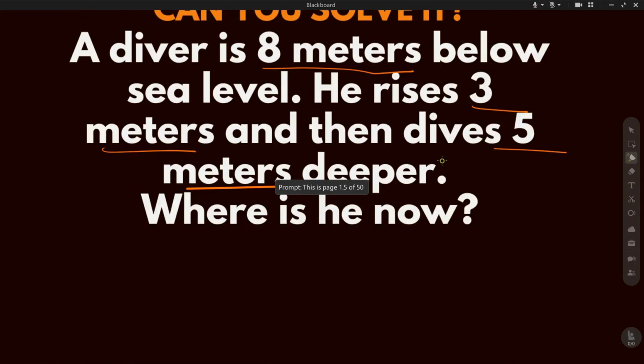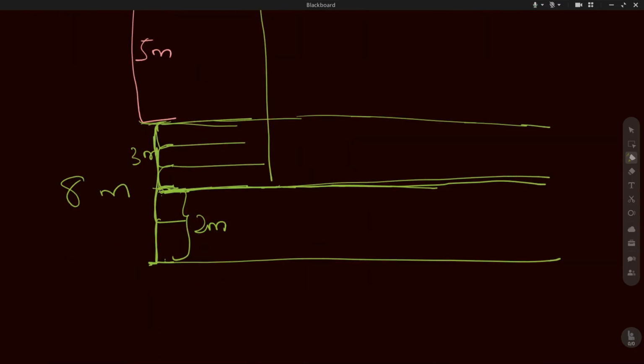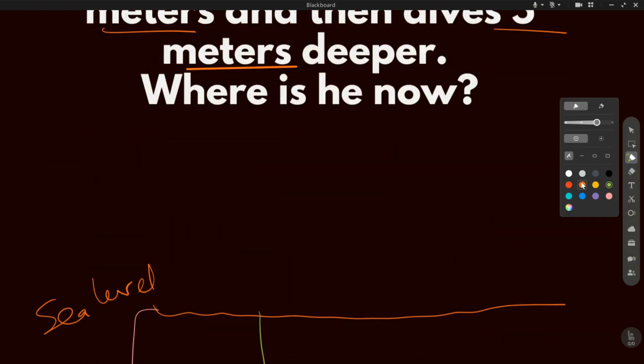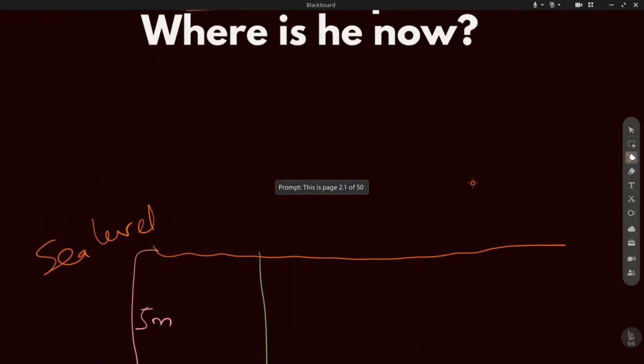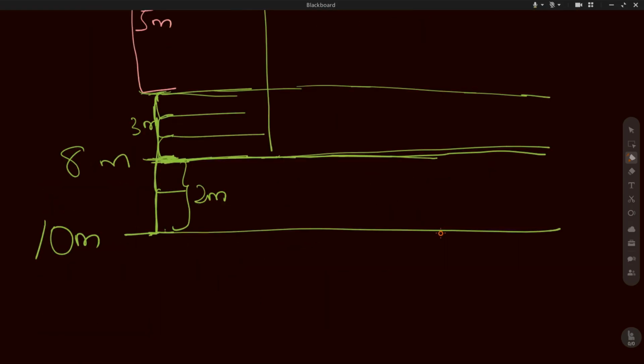Now the question says, where is he now? So if this is 8 meters below the sea level and he dives 2 meters deeper, that means he is 10 meters below the sea level. So I love to use diagrams. That is why I use this diagram to explain.